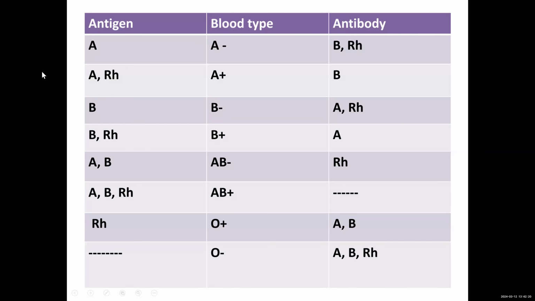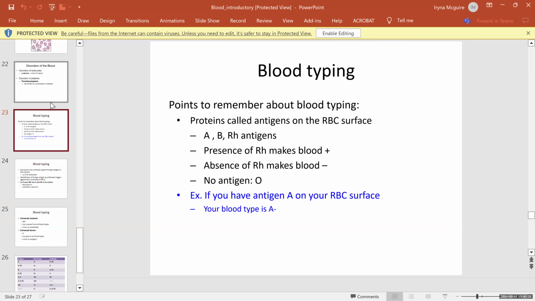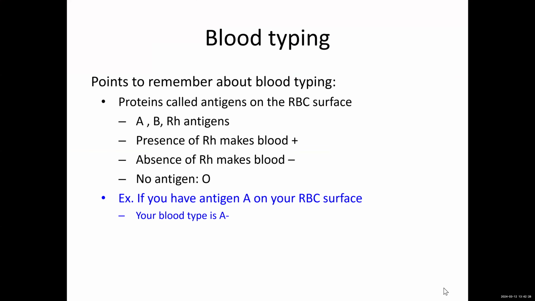So now let's go back and read from the beginning. Okay, so here's our blood typing, and this is what we need to remember. Points to remember about blood typing. Proteins called antigens on the surface of RBCs. Right, so on the surface of red blood cells, you have proteins called antigens. So we have antigen A, B, and Rh.